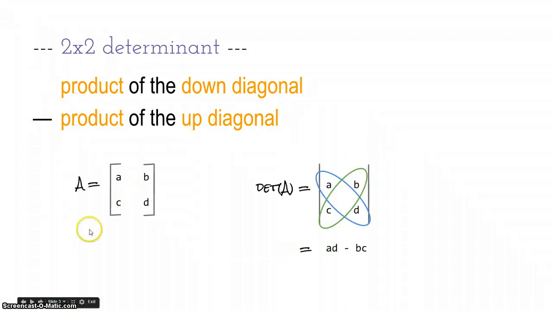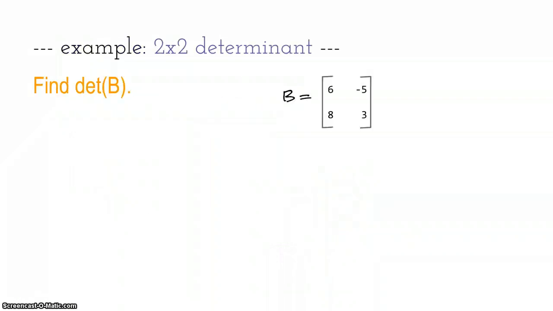Here's an example. Here's matrix A. The determinant of A takes the product going down, A times D, and subtracts the product going up, C times B, or B times C. Remember, multiplication is commutative. Okay, so A times D minus B times C, going up versus going down. Okay, let's look at it with numbers. That's going to make a little more sense.